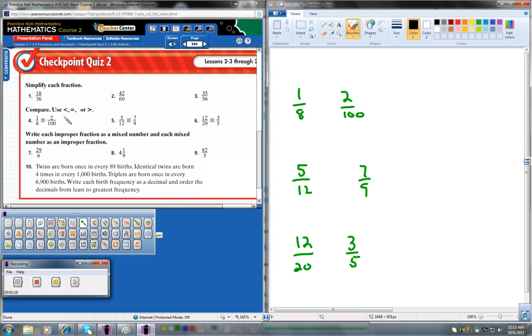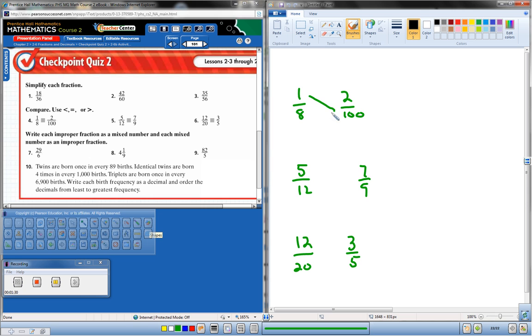Our second set of problems, 4, 5, and 6, are asking you to compare the two numbers using the less than, equal to, or greater than symbol. I'm going to do each one of these the crisscross method, which is cross-multiplying and putting our answer down below where I started. In this case, I have 1 times 100, which is 100, and I have 2 times 8, which is 16. Since the 100 is much larger than the 16, the answer is 1/8 is greater than 2 over 100. Wherever the larger number lands under, that fraction is larger.